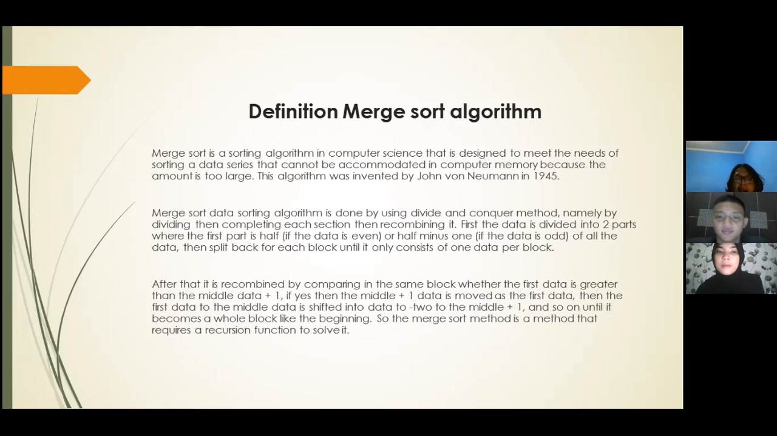After that, it is recombined by comparing in the same block, where the first data is greater than the middle data plus one. If yes, then the middle plus one data is moved as the first data. Then the first data to the middle data is shifted into data to the middle plus one, and so on until it becomes a whole block like the beginning. So merge sort is a method that requires a recursion function to solve it.